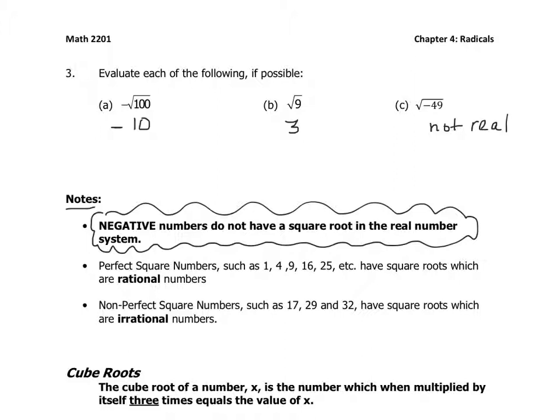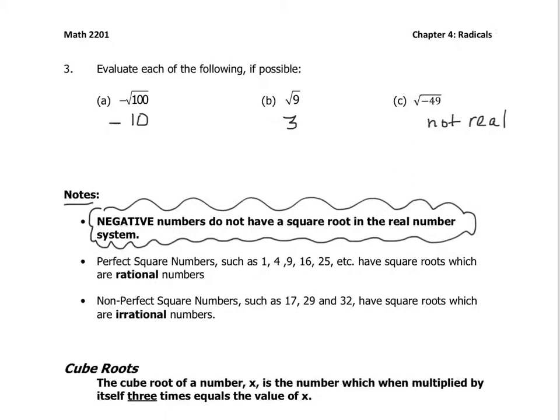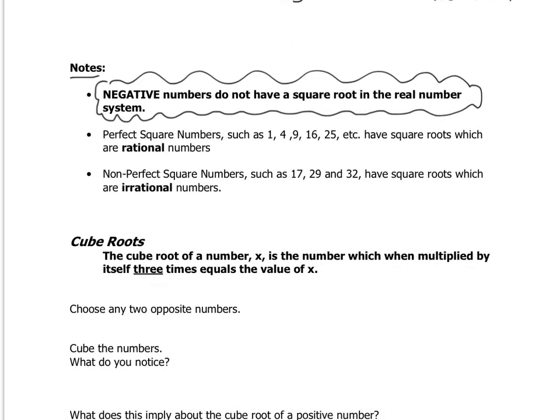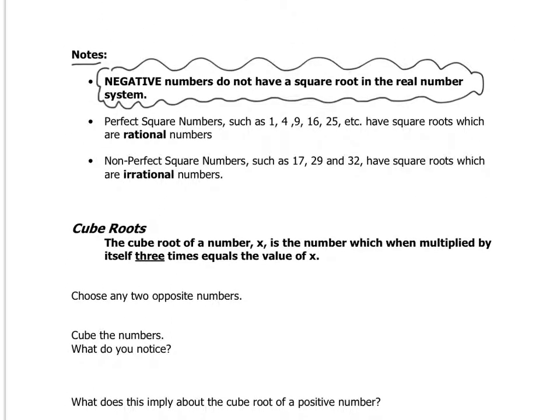Perfect square numbers, such as 1, 4, 9, 16, and so on, have square roots which are rational numbers. So when you take the square root of 4, you get 2. You take the square root of 9, you get 3, and so on. Non-perfect square numbers, such as 17 and 29, when you take the square root of those, they would be called irrational numbers. And irrational numbers, if you remember, are numbers which, in terms of their decimal form, do not repeat or terminate.